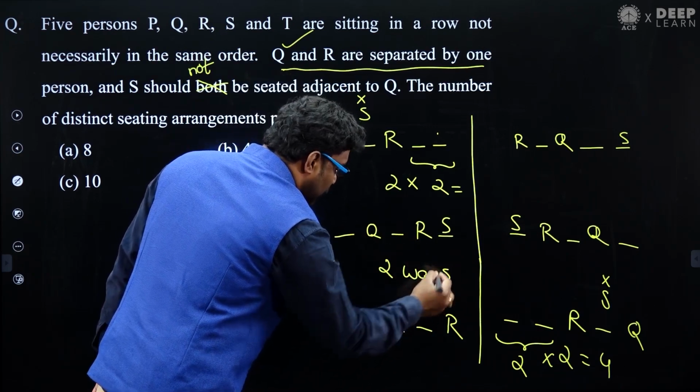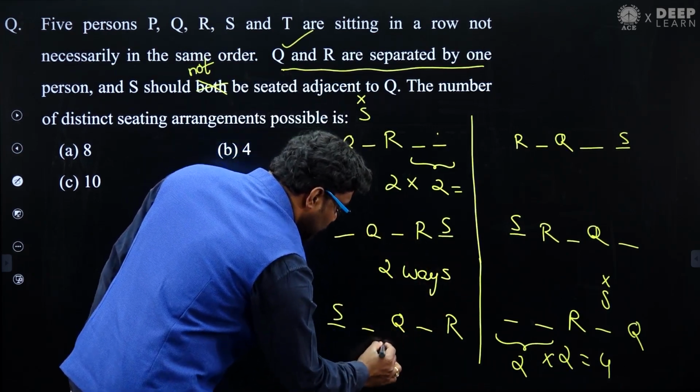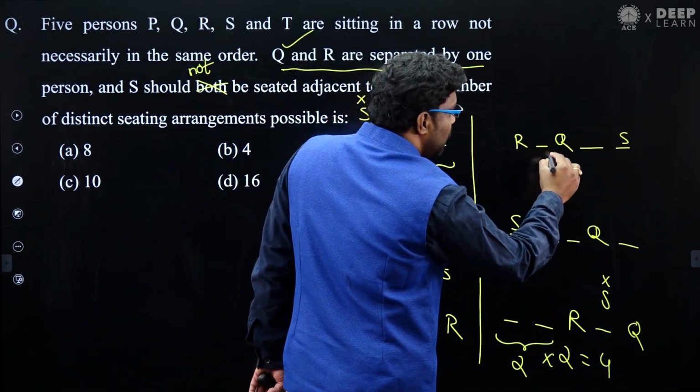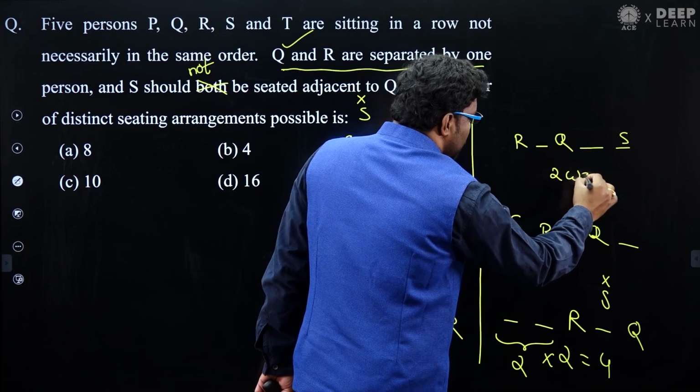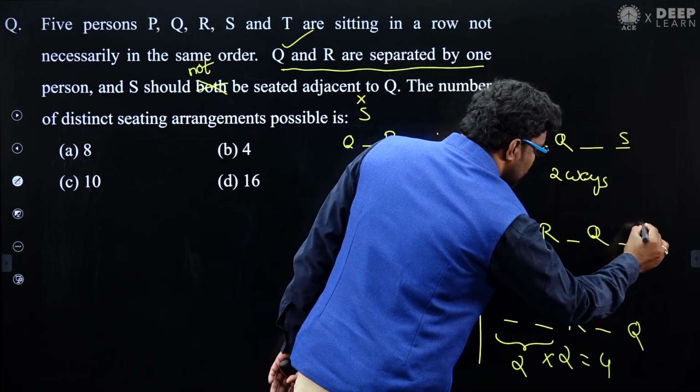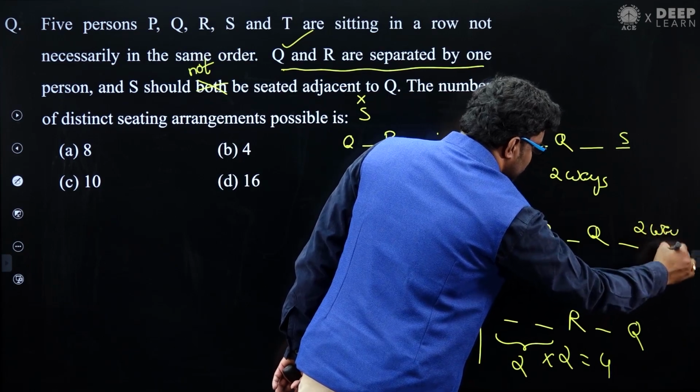If you just map two ways, here also two places, two persons, two ways to arrange.